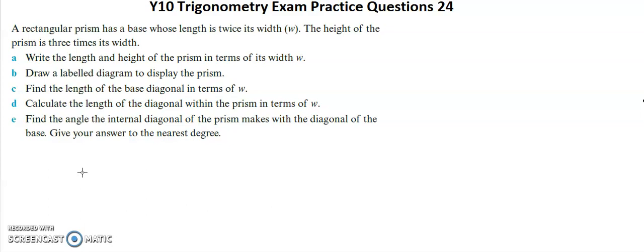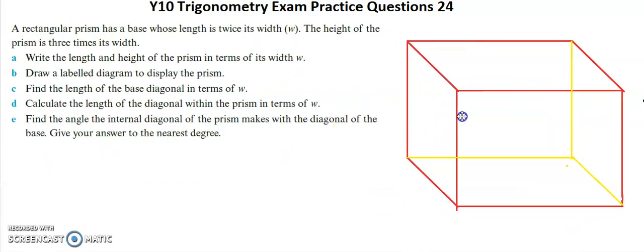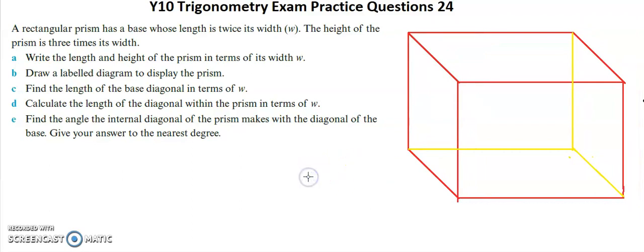I'm going to do this one in conjunction with B, which is draw a labeled diagram. So, I've already drawn a diagram on the side here. The first thing I know is I've got my width. It says my length is twice its width, so it's 2w. Then it tells me that my height is 3 times its width, so it's 3w.